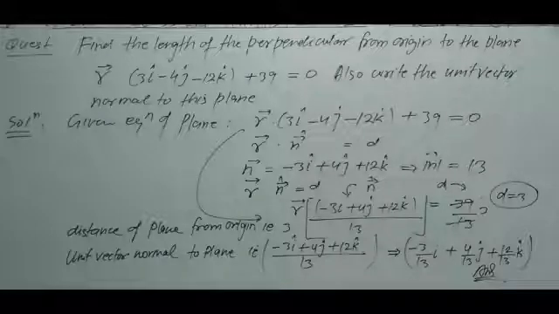So in this question we have to find the equation of or length of perpendicular drawn from origin to the plane, and the given equation of plane is vector r dot 3i minus 4j minus 12k plus 39 is equal to 0. Also we have to write the unit vector normal to the plane. So given equation of plane, we can write vector r dot 3i minus 4j minus 12k plus 39. So vector r dot unit vector n is equal to d. You know this formula we have written. This is the formula.